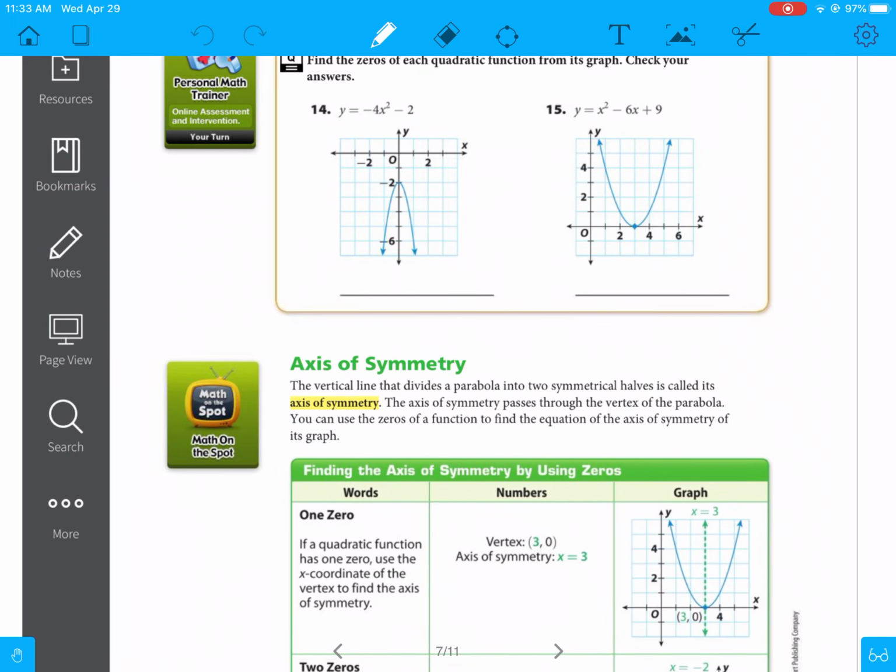Okay, so as you can see, number 14, there's no solutions. It does not cross the x. And then for number 15, you have 3.